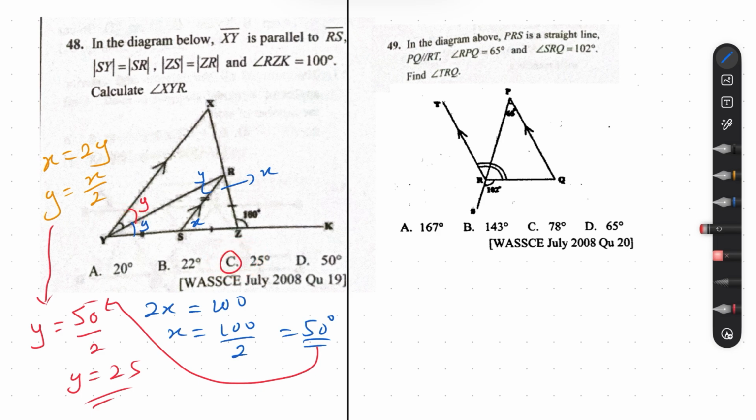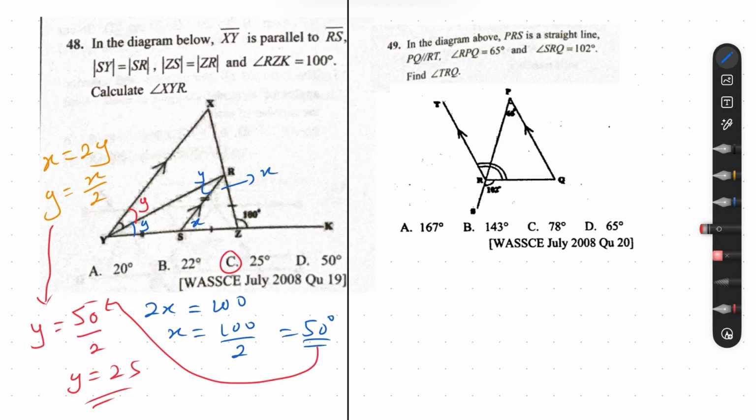Okay, cool. Let's move on to question number 49. We are trying to find which angle? TRQ. So this whole angle is what we're trying to find. But before we try to find anything else, let's see what properties we can deduce from this.